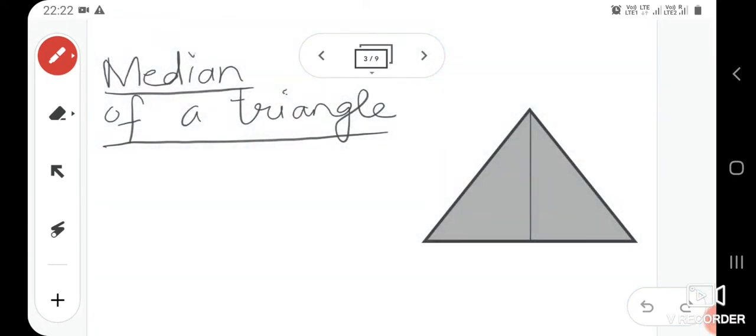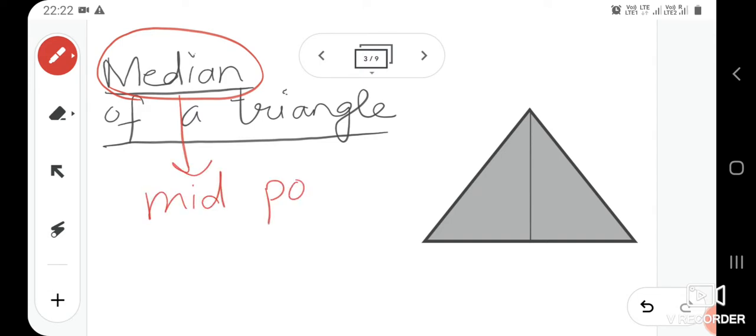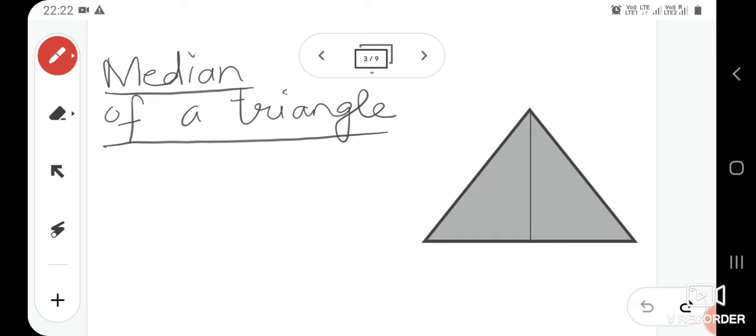Next is the median of a triangle. Median means a line which divides a side of the triangle into two equal parts. Median means a midpoint which makes a line segment into two equal parts. Now you see here, this is a triangle. Suppose this triangle is named ABC and this line is dividing the bottom line BC into two equal parts. Suppose the length of BC is 6 centimeter.